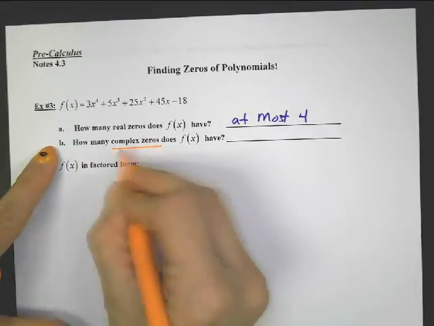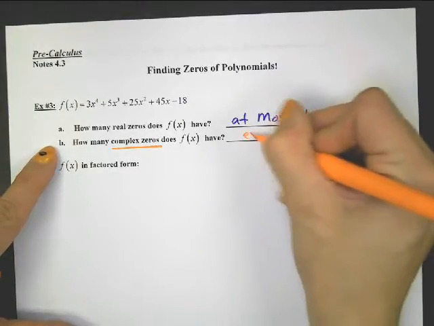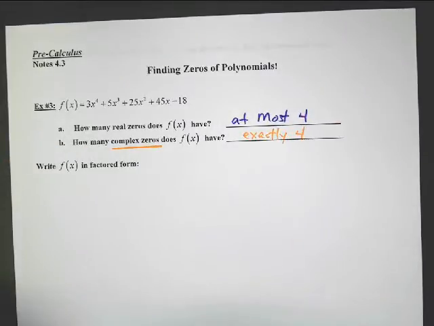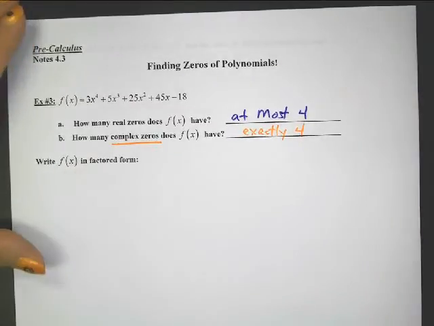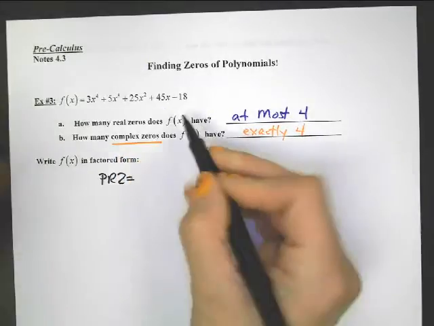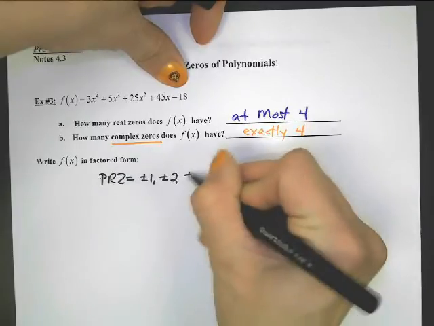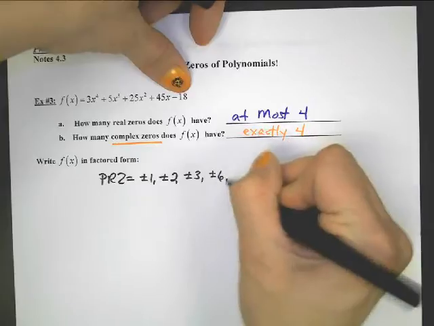Whenever it says complex, that means real plus imaginary, so then it's exactly 4. Okay, if you have to use imaginaries, then you do it. So you can get it all the way down to 4 sets of parentheses, no matter what you need to use. All right, let's write this in factored form. First thing we do, PRZs. The factors of 18 are plus minus 1, 2, 3, 4 doesn't go in, but 6 does.